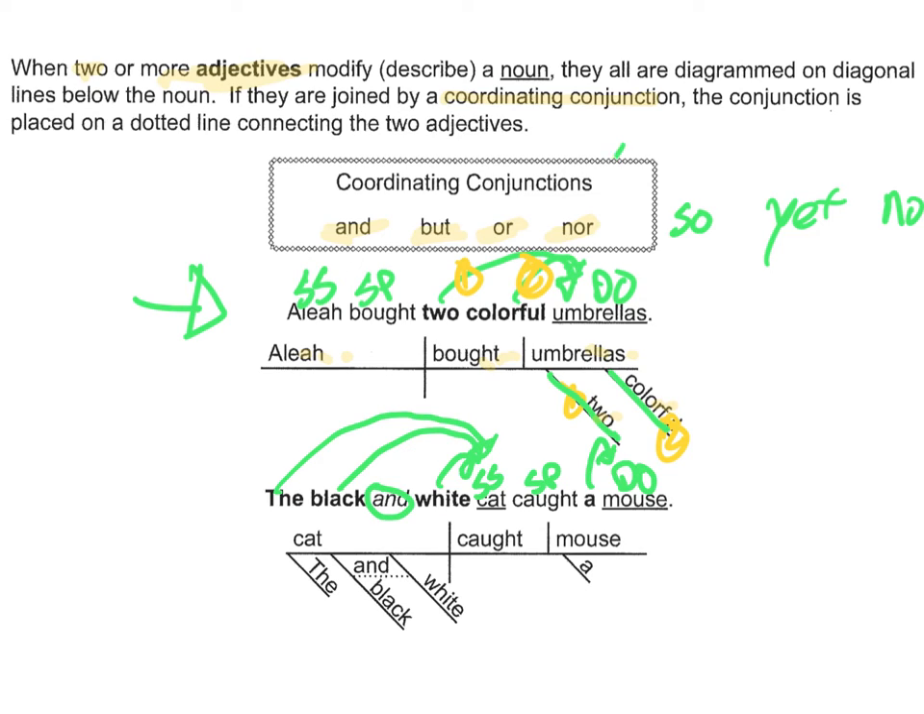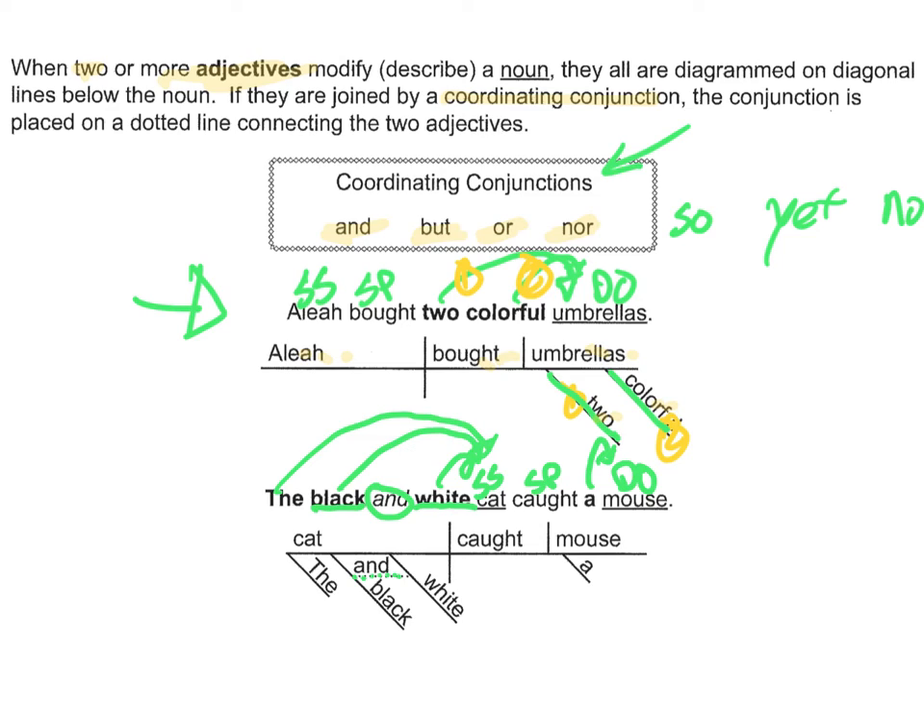It's one of these conjunctions. So it's connecting 2 things that are equal in grammatical value. So we need to combine 2 things. I see black, and that's a color describing a cat. And then there's white, that's a color describing a cat. So it connects those 2. If you look carefully, and is on the dotted line connecting black and white, okay?